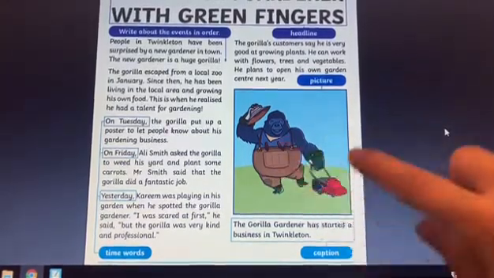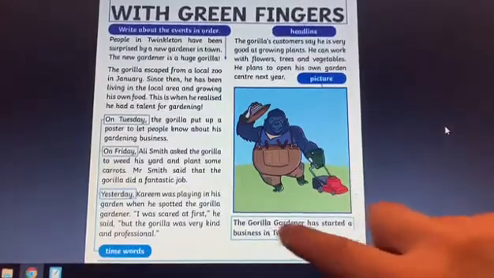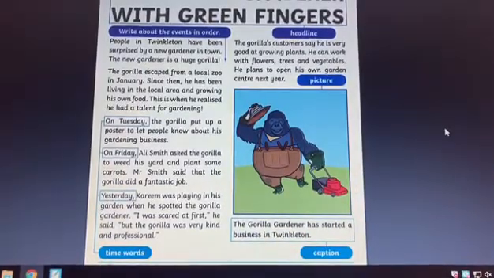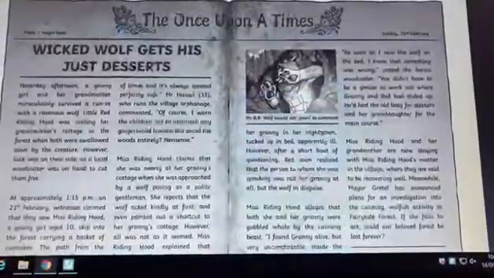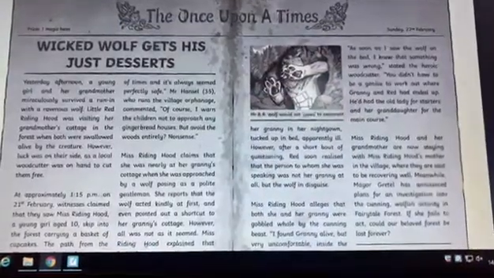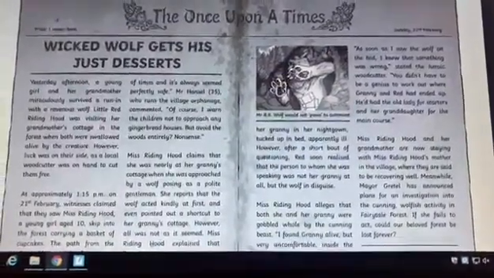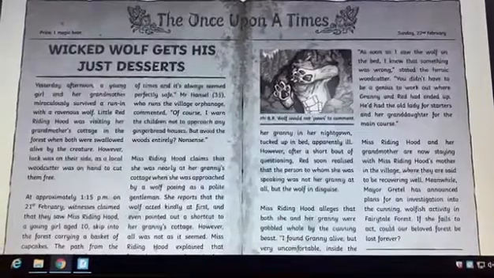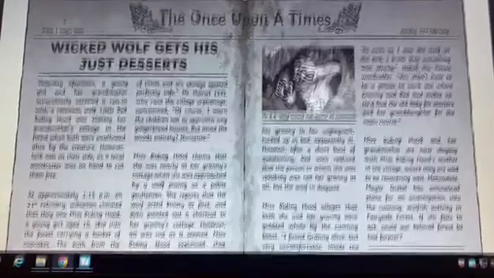So here's the picture. What's the picture showing us? It's showing us he started a business in Twinkleton. Okay, and then the last example for today is a slightly longer one, so hopefully you'll find this helpful if you want the extra support.